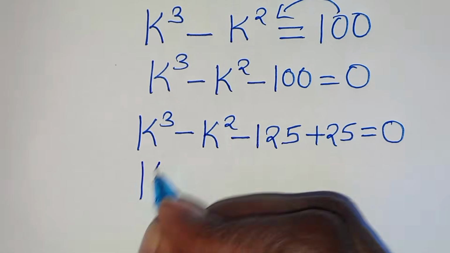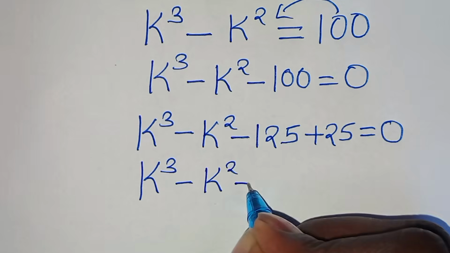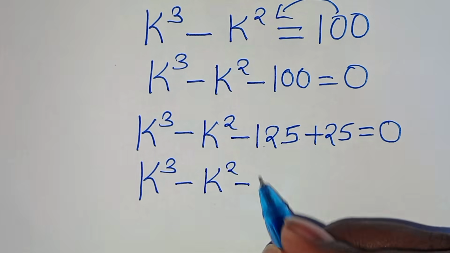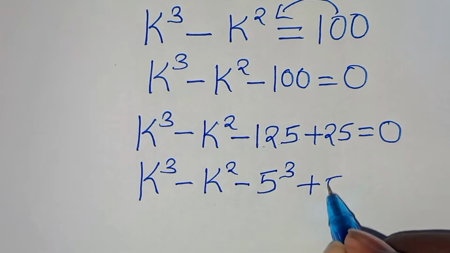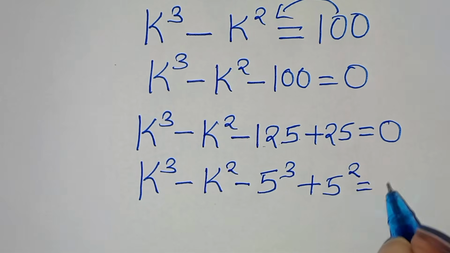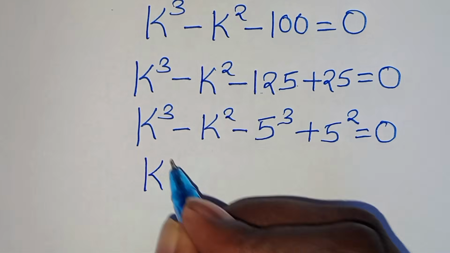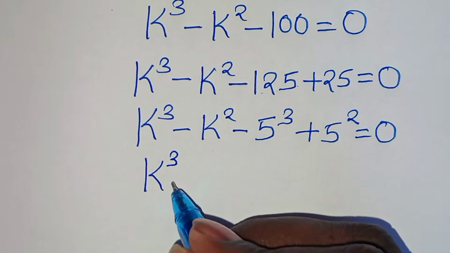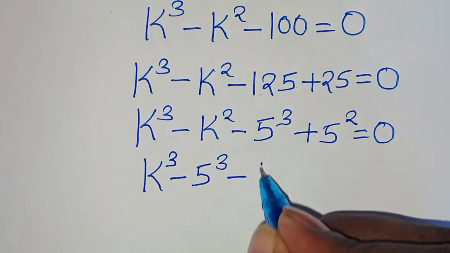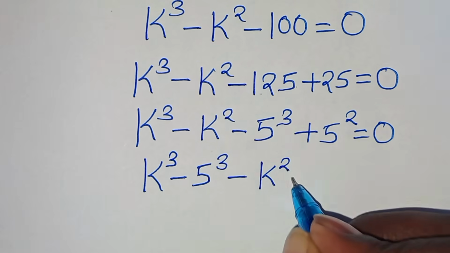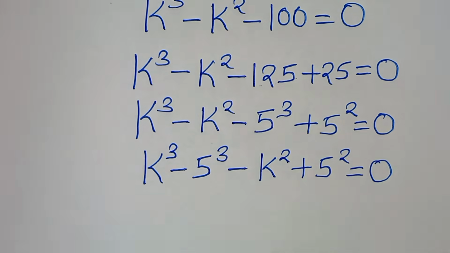So we have k to the power of 3 minus k to the power of 2 subtract 125. This is the same thing as 5 to the power of 3 plus 25, which is 5 to the power of 2. This is equal to 0. Now, we have k to the power of 3 here and 5 to the power of 3. So this is k to the power of 3 minus 5 to the power of 3 minus k to the power of 2 plus 5 to the power of 2. This is equal to 0.